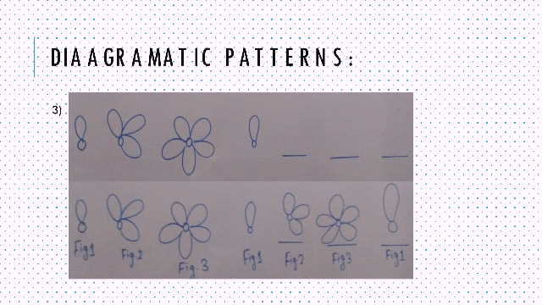Again I am saying, when you get diagrammatic patterns, there has to be similarity between the diagrams, or the diagrams are repeated. You have to be careful about where the diagrams are repeated from. Similarly, you have to fill in the blanks. Correct?